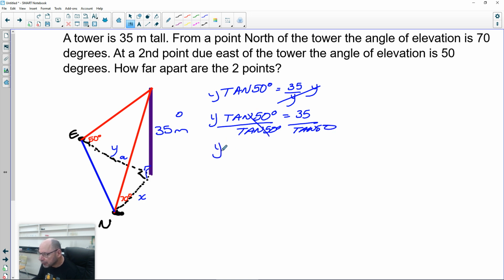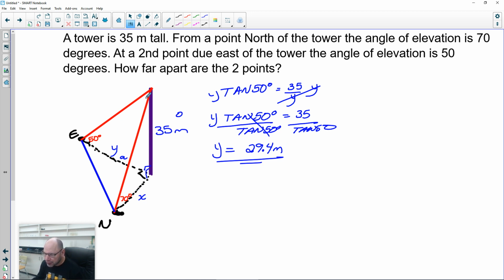So our first one is y equals, let's see here. Okay, 35 divided by tangent of 50. So I get 29.36, or we'll say 29.4. Okay, so that's that side. Now we're going to do x.